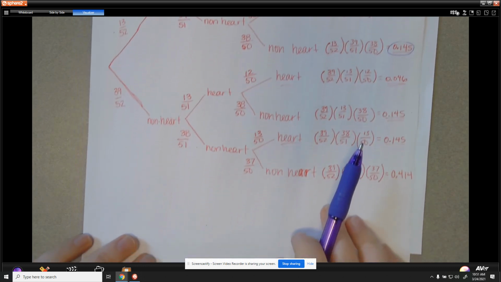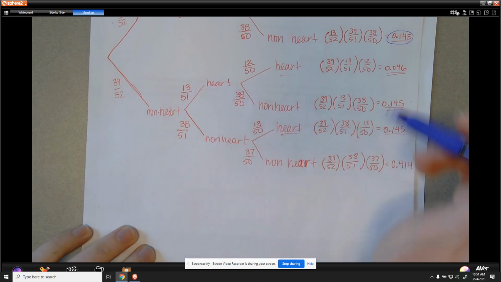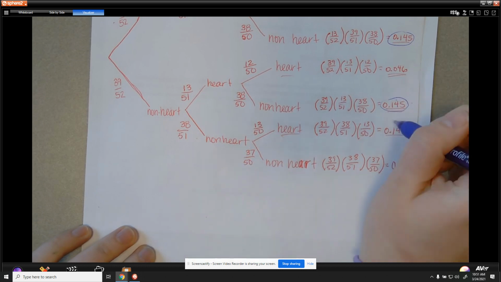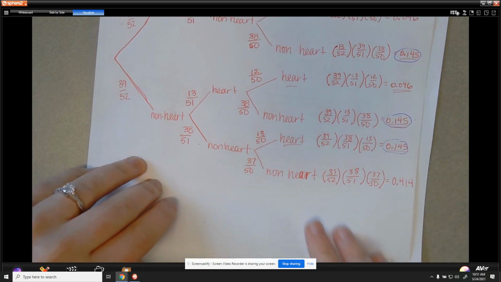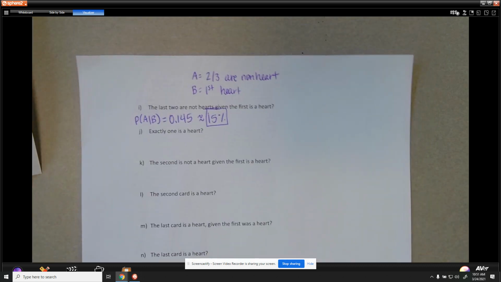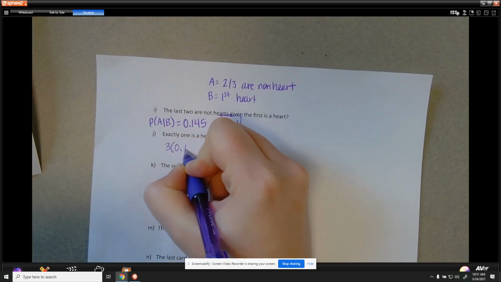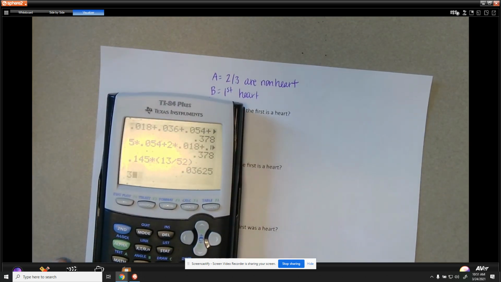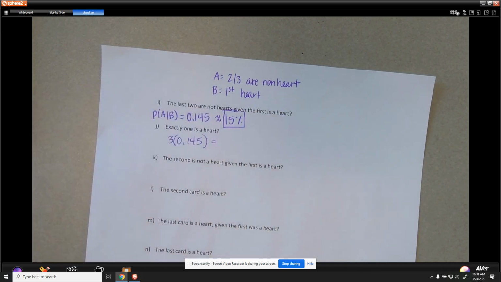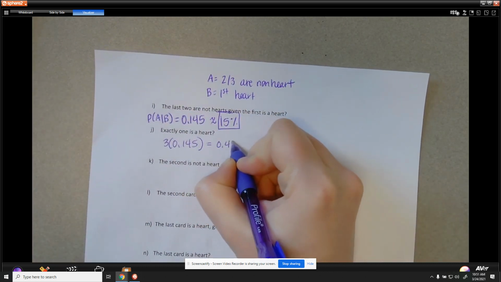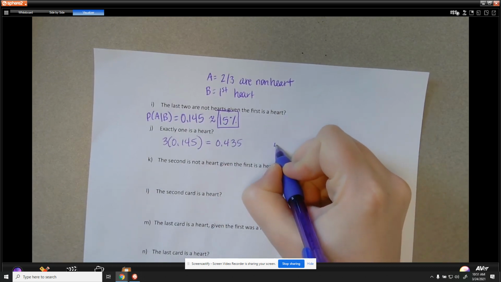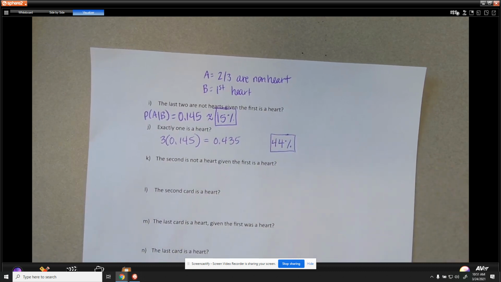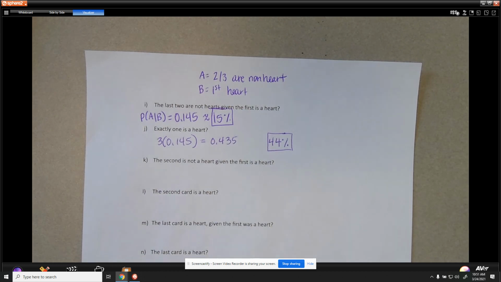So then I could go down here. I could go non-heart, heart, non-heart. Or I could go non-heart, non-heart, heart. So I've got 3 times 0.145, it looks like. Those are my 3 possibilities. Okay, that is 3 times 0.435, which is about 44%. We have exactly 1 heart, which is pretty cool. A little less than 50%.